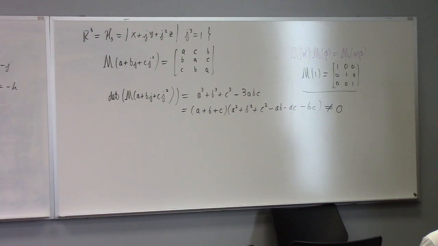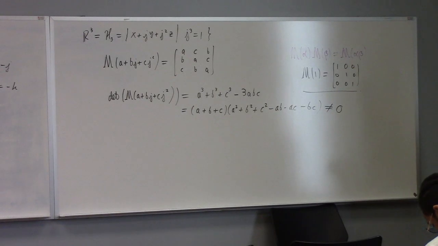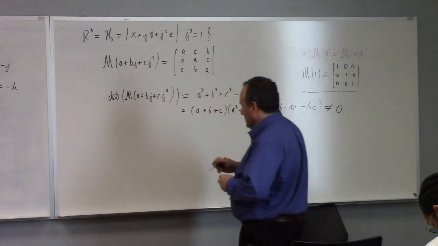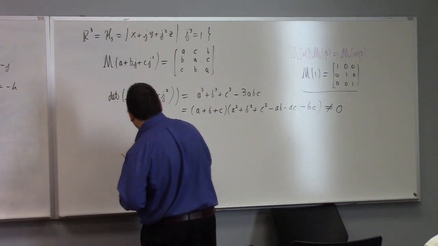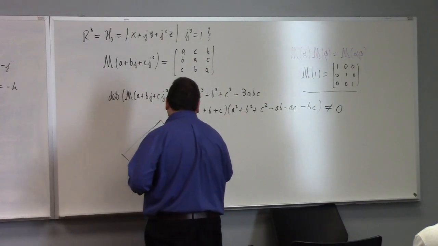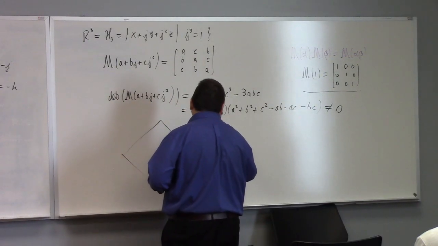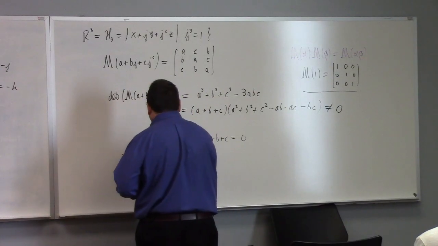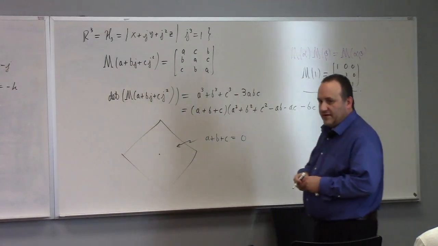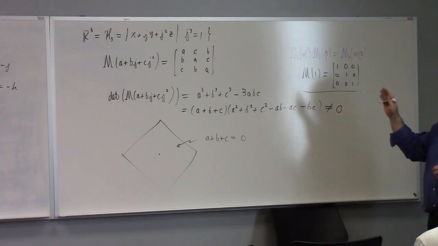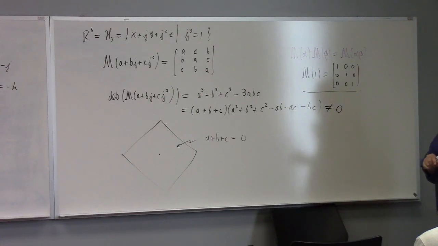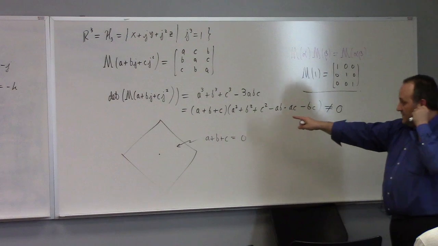When would that expression not be 0? Like what could make that 0? Think about it. Anything on this plane, a plus b plus c equals 0, right? So it's the plane with normal vector 1, 1, 1 in ABC space. Everything in that plane makes the determinant 0, right? That takes care of this factor.